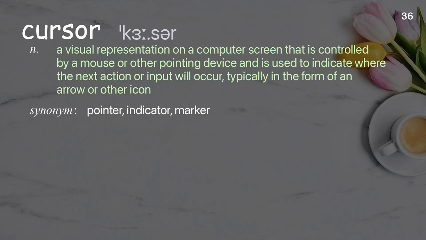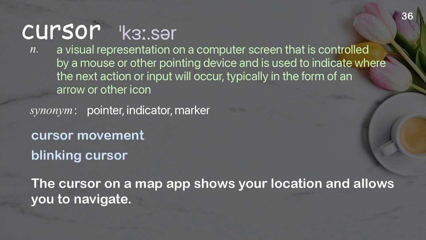Cursor. A visual representation on a computer screen that is controlled by a mouse or other pointing device and is used to indicate where the next action or input will occur, typically in the form of an arrow or other icon. Examples: cursor movement, blinking cursor. The cursor on a map app shows your location and allows you to navigate.